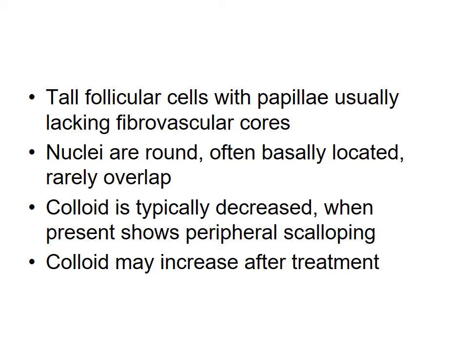Tall follicular cells with papillae can be seen, but they lack fibrovascular cores and their nuclei are round and basally located. They do not overlap, and there are no nuclear features of papillary carcinoma like Orphan Annie nuclei or nuclear grooves. Colloid is typically decreased, and when present, colloid shows peripheral scalloping. Colloid may increase after treatment.